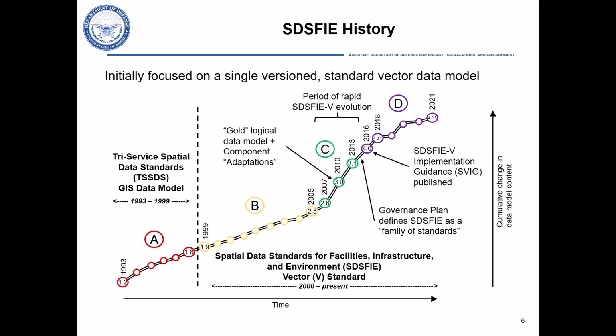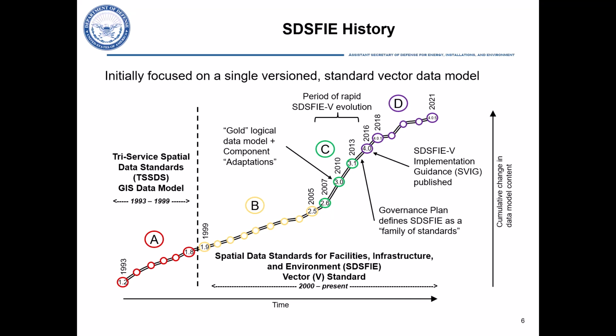The SDSFIE Vector Data Content Standard started out as the Tri-Service Spatial Data Standards, or TSSDS, GIS data model in 1993. In Period A, from 1993 to 1999, the Geospatial Data Standard emerged to accommodate the rapidly evolving and wide adoption of GIS technologies for installation operations and management for the Army, Air Force, and Navy installations, as well as Army Corps of Engineers. New versions of the vector standard were released about one per year.